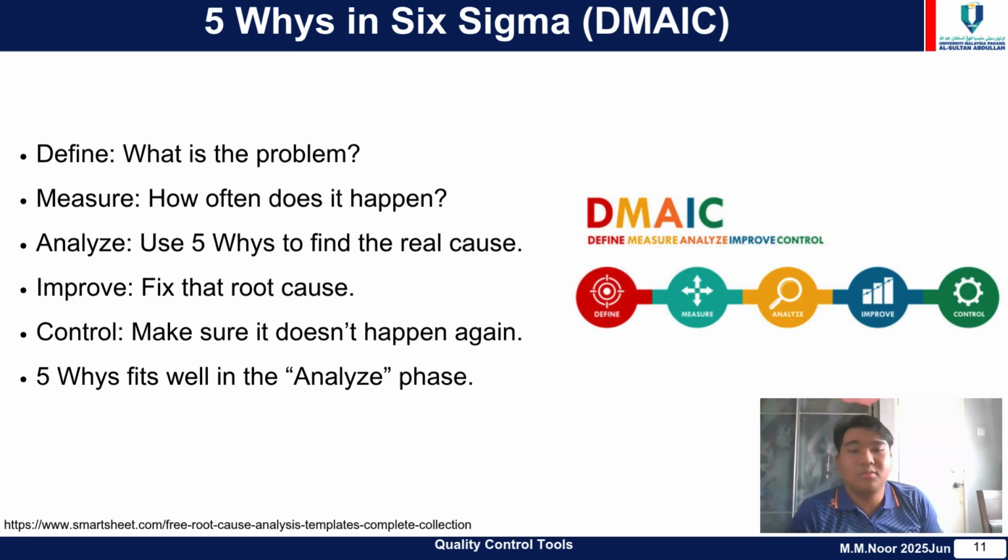Alright, five whys in Six Sigma, the DMAIC. The five whys is usually used in the analyze phase of the DMAIC. After defining and measuring the problem, we analyze it using tools like this to find the real cause. Once we solve the cause, we improve the process and control it to prevent the issue from returning.